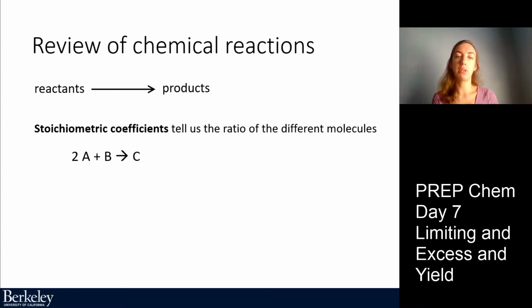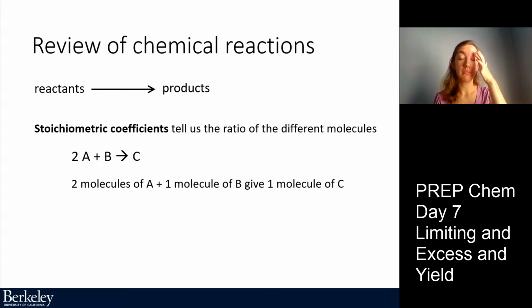But so stoichiometric coefficients tell us the ratio of the different molecules in this reaction. So what these stoichiometric coefficients here mean is that 2 molecules of A plus 1 molecule of B react together to give 1 molecule of C. So if I want to make 1 molecule of C, I need 2 molecules of A and 1 molecule of B.